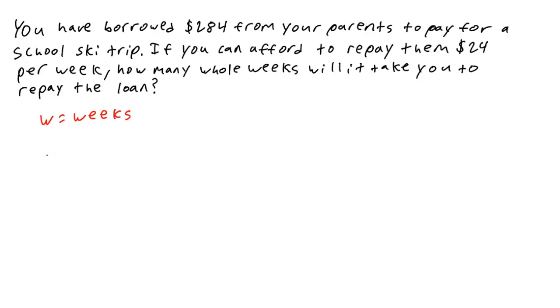So we can pay $24 per week, and we want it to get to $284. So $24 every week, so 24 times the weeks is equal to $284. And then we just solve the equation, divide by 24, divide by 24, and W is equal to 11.83 repeating.